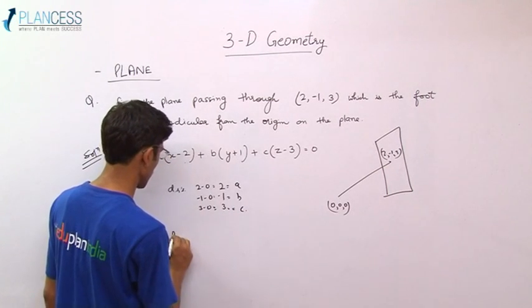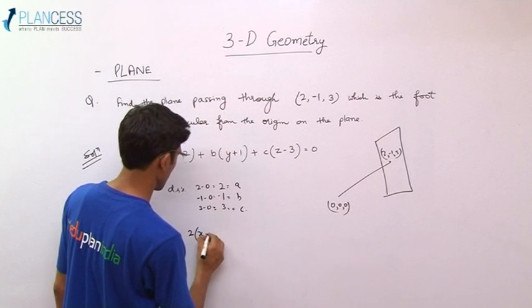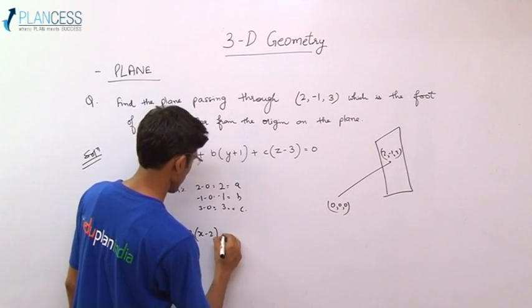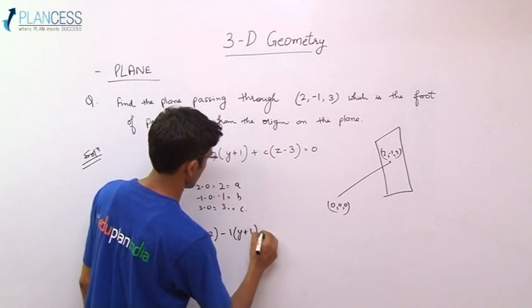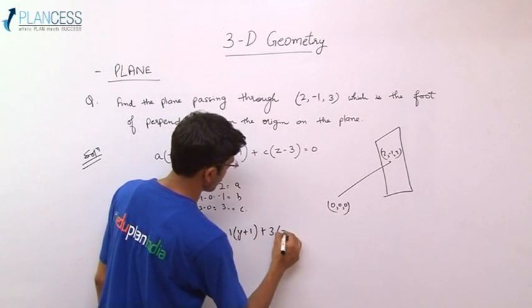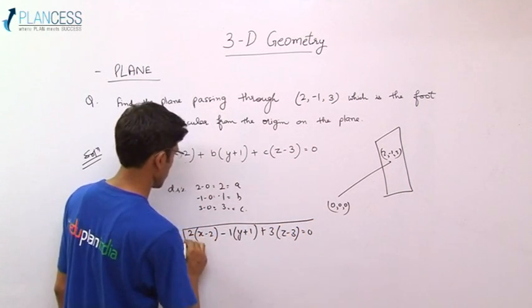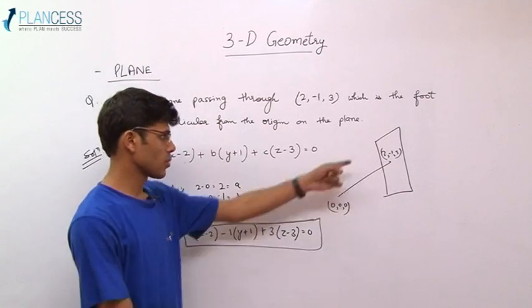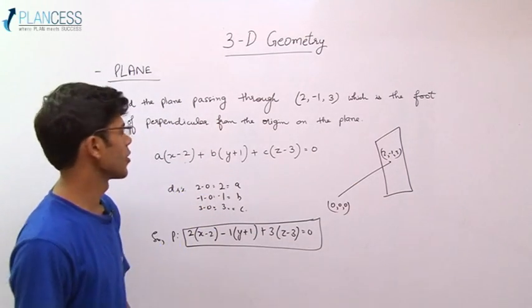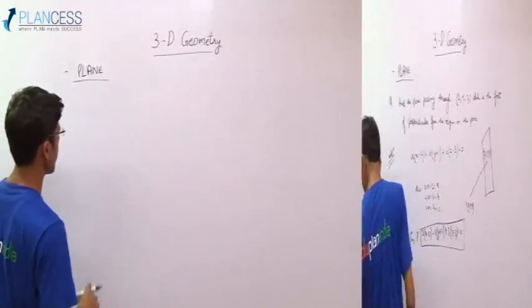So the equation of the plane is 2(x minus 2) minus 1(y plus 1) plus 3(z minus 3) is equal to 0. So this is the equation of the plane which is passing through this point, and this point is the foot of the perpendicular from the origin on the plane. Okay.